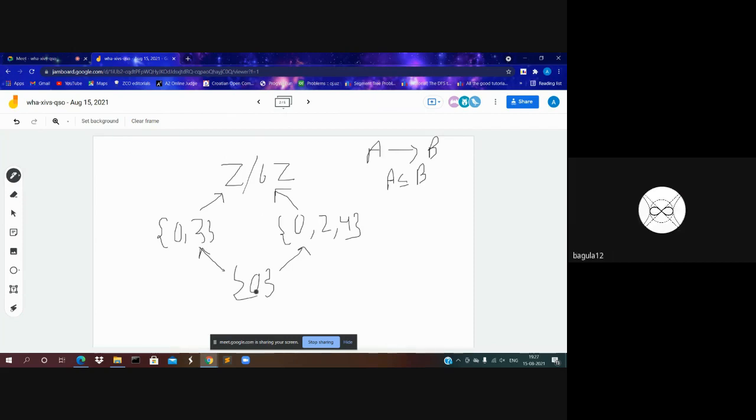Okay, so it basically says that if all the elements of A are in B, then A is contained in B. Yeah, exactly. A is contained in B, A is a subgroup of B, whatever you want to call it.